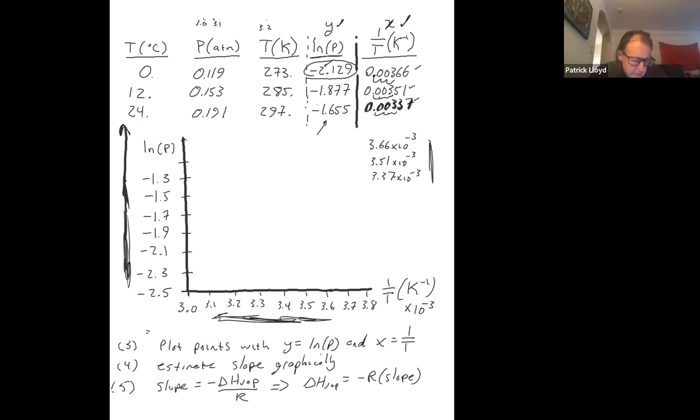So negative 2.129 would be about right there. And that corresponds to 3.66. So 3.66 is all the way over there. So you got to kind of connect it to 3.66, which is about right there. So there's 1 point right there. The second point is negative 1.877. So that's almost negative 1.9. It's about right there. And that corresponds to 3.51. So 3.51 is right there.